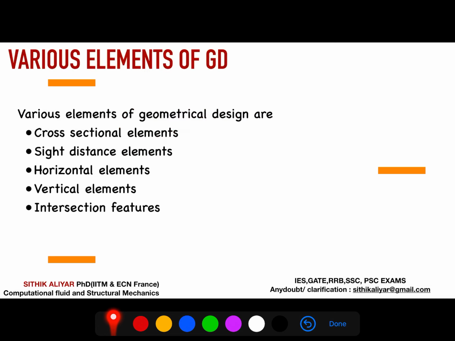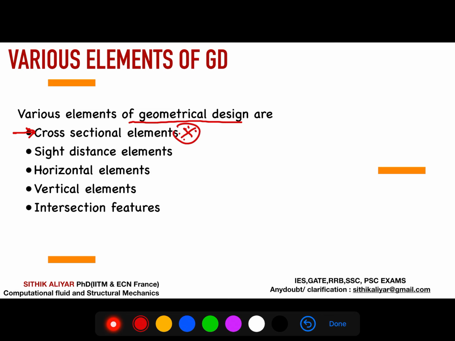So you see here the various elements of geometric design. In this topic, you should know something about the cross-sectional elements: what the standard cross-sectional elements available are and what to do with them. These are all standard things already available which you should know, from the minimum value to the maximum value, and how to design those things. Those are the cross-sectional elements.